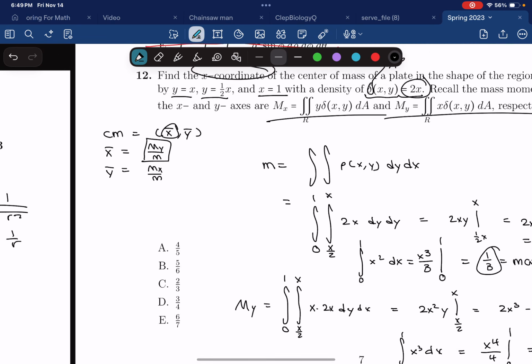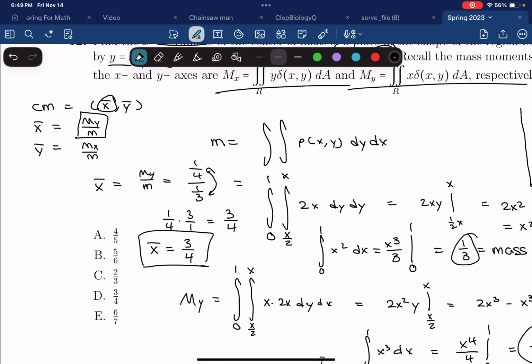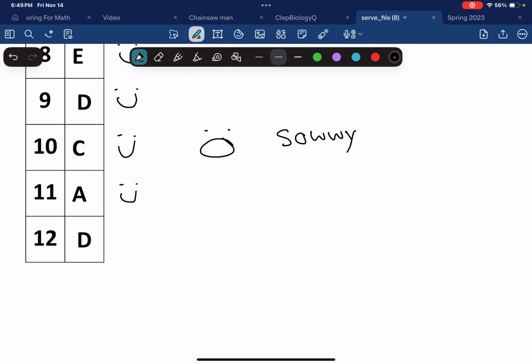In order to find our x bar, we simply do my over m, which in this case is 1/4 over 1/3. Keep, change, flip. You get 1/4 times 3 over 1, which gets you the answer 3 over 4. So we know that our x coordinate for the center of mass is 3 over 4, which in this case is answer choice D, which is our final answer for the 2023.